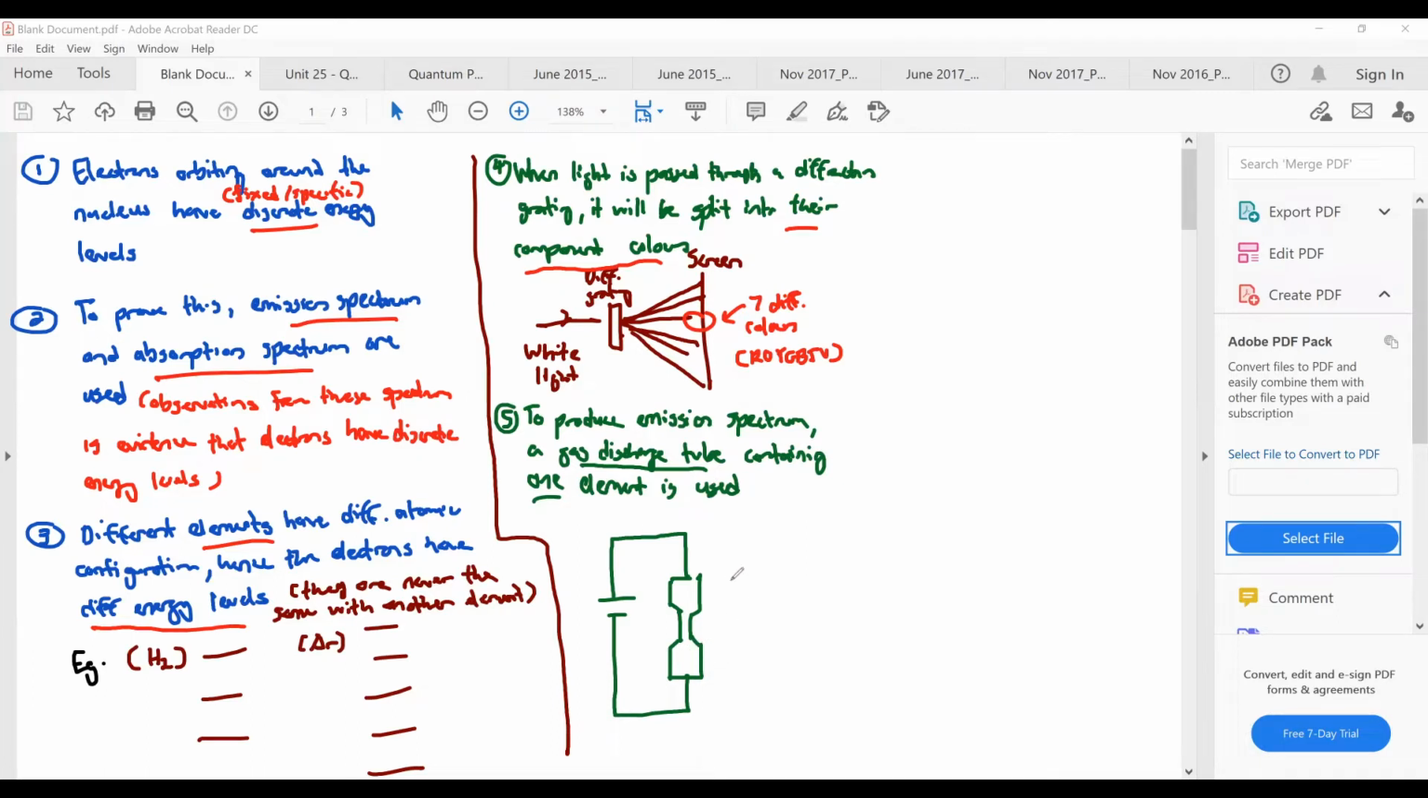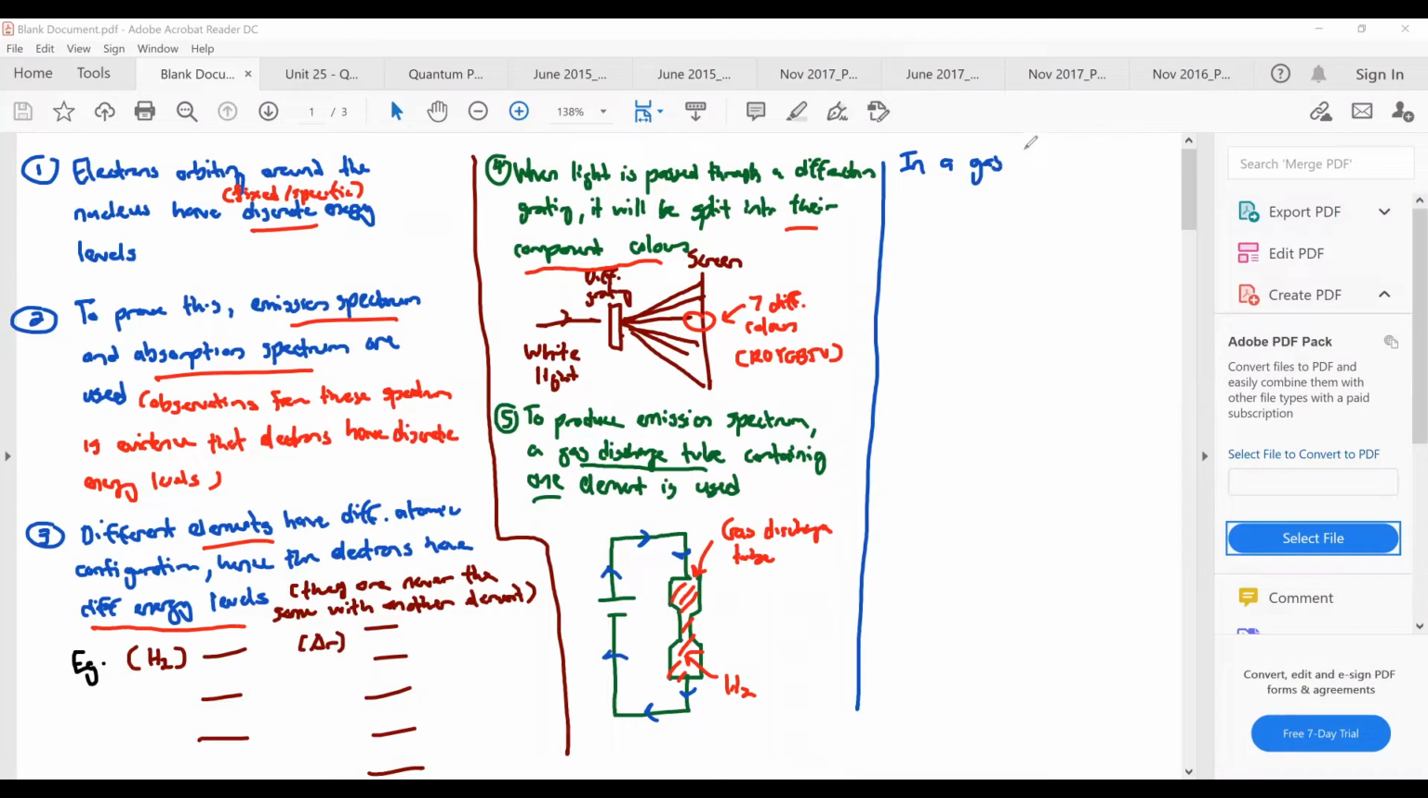This one here is your gas discharge tube. Okay, so let's just say that this one is your gas discharge tube. Say for example, I tell you right now, the element contained inside your gas discharge tube is hydrogen. Okay, so what will happen is that you run current through your gas discharge tube. What will happen is this.